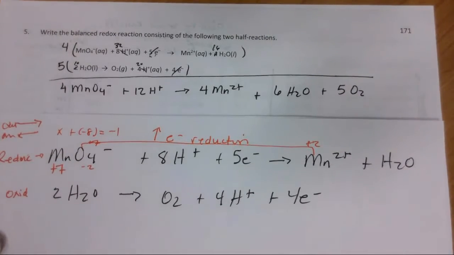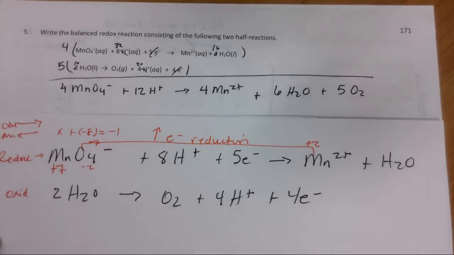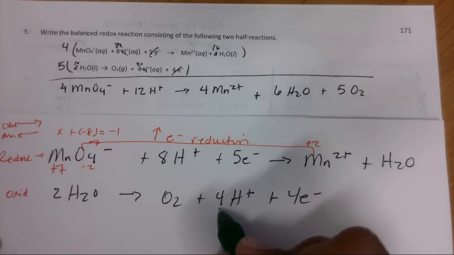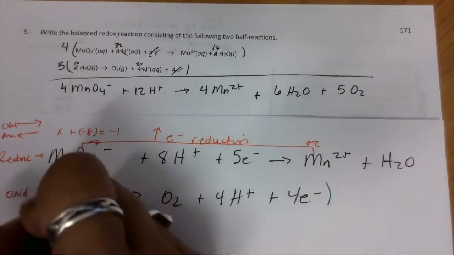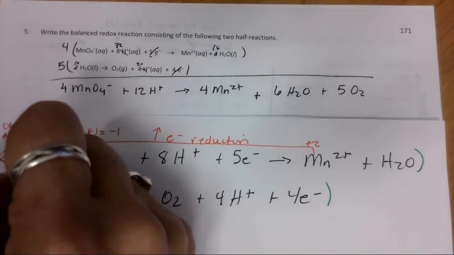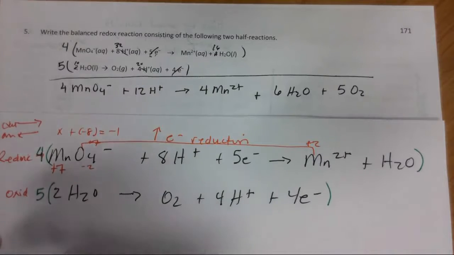All right, and so when I look at these, what is the first thing we have to do? We have to equalize the electrons, right? So I've got 5 electrons here, and I've got 4 here. And so what does that mean? The least common multiple of this is 20, right? So I'll cross multiply and multiply this one times 4 and this one times 5, right? And I'm going to just go ahead and write that out.